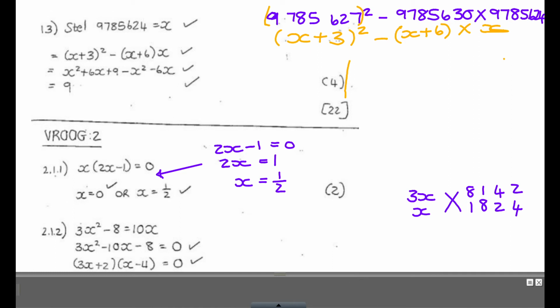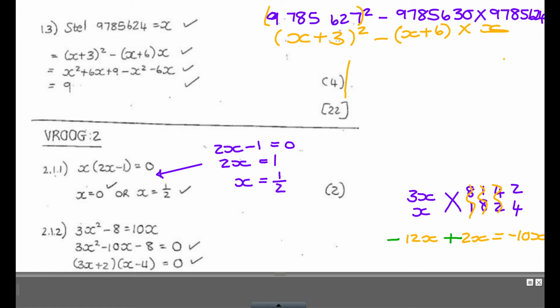Okay, nou jy gaan sien dat jy dan op die ou en hierdie opsies kon nie werk nie. We used the 3x times 4 gave me 12x, and x times 2 gave me 2x. En dit moet mos gelyk wees aan minus 10x. So kom ons vul daar tekens in. He said minus 12 plus 2.